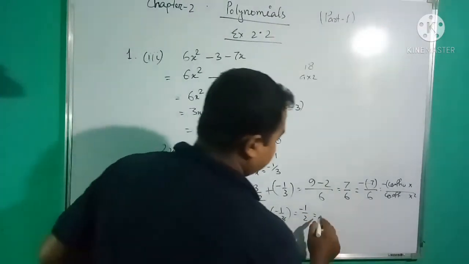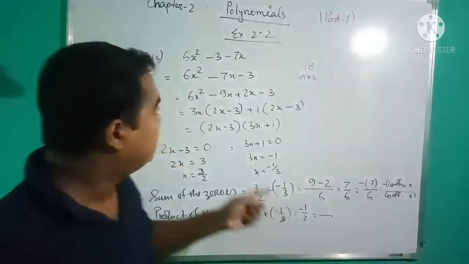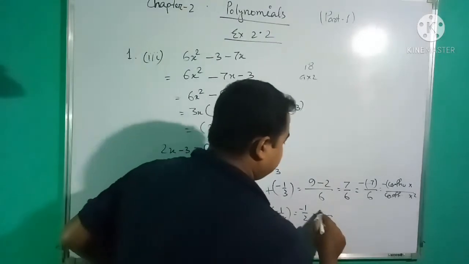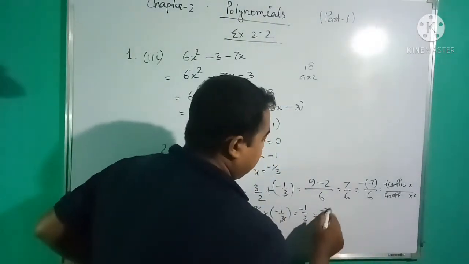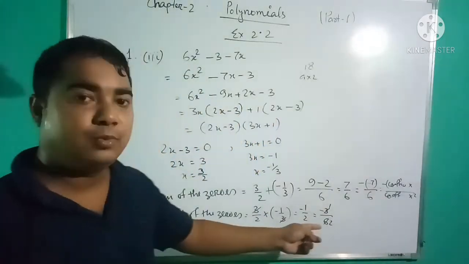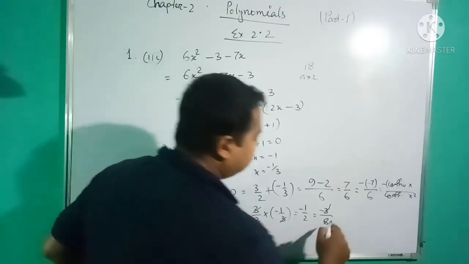According to the formula, product of the zeros equals c by a. The c value is minus 3 and the a value is 6. So 3 1s are 3, 3 2s are 6. Now compare both answers, minus half and minus half. Both are equal.